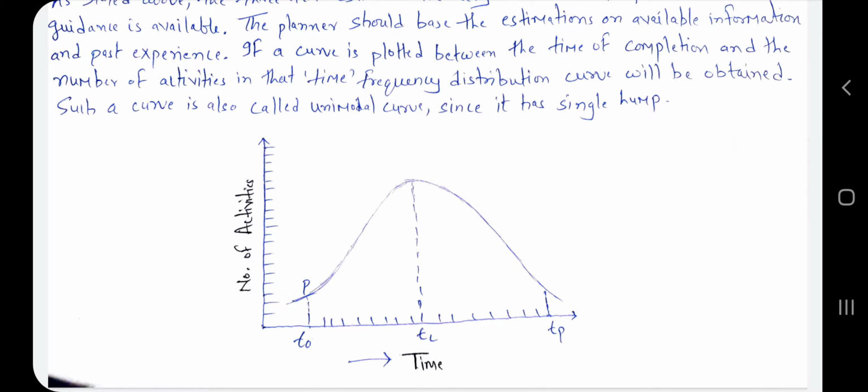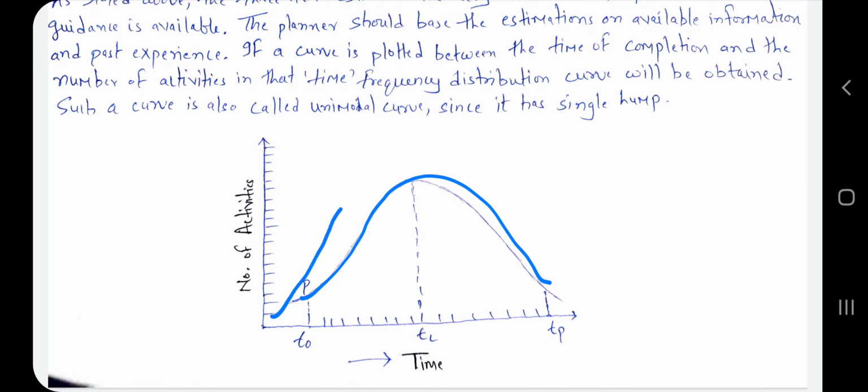On the left hand side we have the number of activities, at the bottom we have time, and we mark T naught, TP. T naught is the minimum possible time, TP is the maximum time in the worst condition, and TL or TM is the most likely time, which lies between T naught and TP. And here it is a single hump, that's why it is called unimodal.